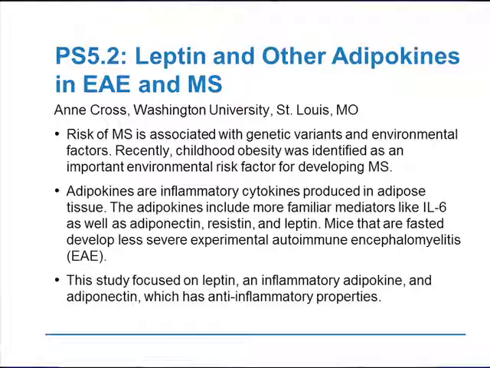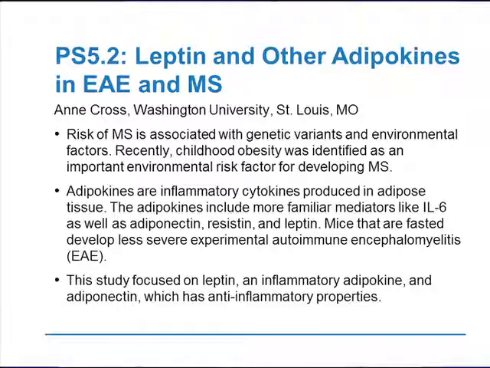Recently, childhood obesity was identified as an important environmental risk factor for later development of MS. So why should that be? It turns out that there are substances called adipokines, which are inflammatory cytokines produced in adipose tissue. The adipokines include some relatively more familiar mediators like interleukin-6, as well as somewhat less common, at least in the neurologic lingo, mediators such as adiponectin, resistin, and leptin. You can see they're not that familiar, even to me.